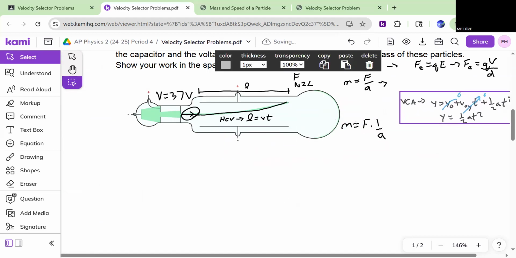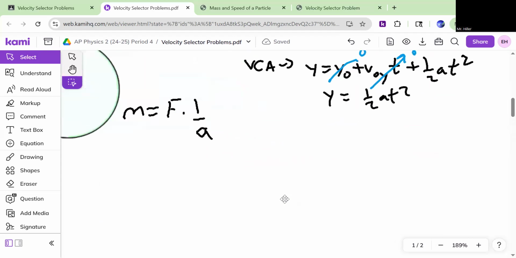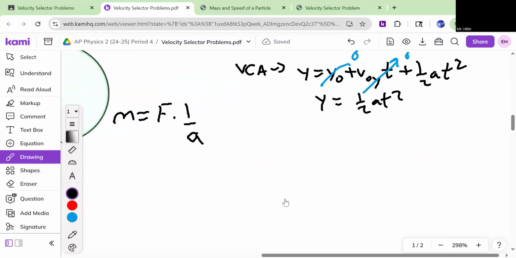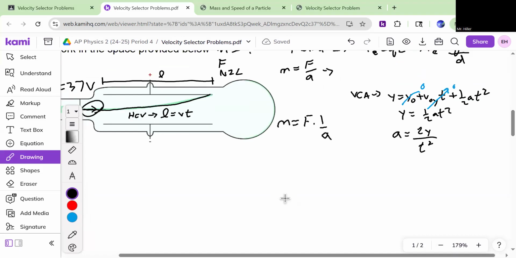Just gonna move that over here. Okay, now I want to solve it for acceleration. So I would have to multiply by 2 and divide by t squared. So 2 times y divided by t squared. So that's why I want to solve for t.